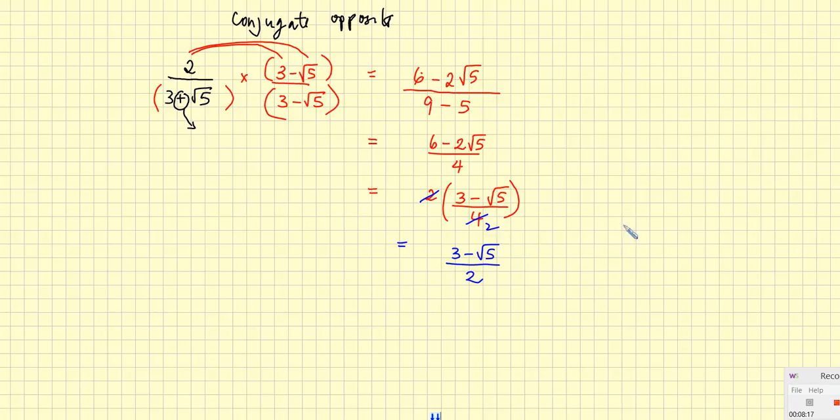Now, I wanted to go over another example. Let's suppose we have the same question, 2 over 3 plus root 5, except I've got a minus in front of the 3 plus root 5. The only thing that will change for the conjugate here will be the positive that's in the middle. So I will be multiplying by negative 3 minus root 5 over negative 3 minus root 5.